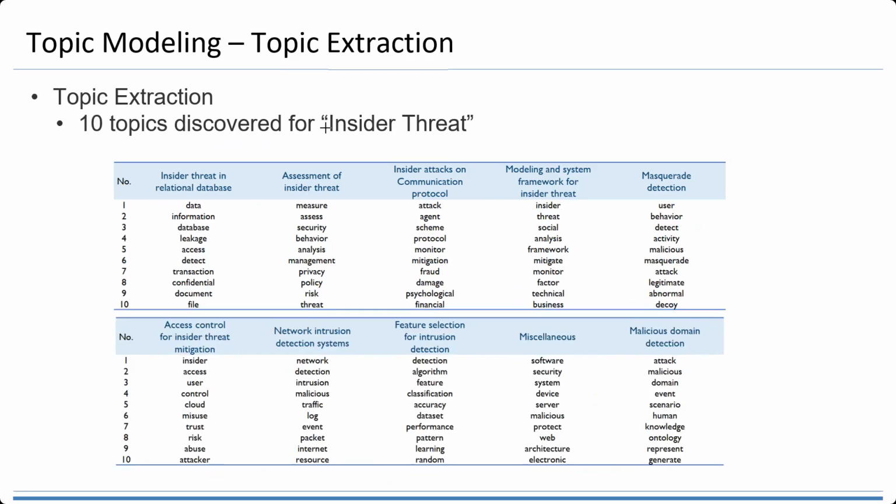This is another example about threat. This is a collection of documents about insider threat. And again, we can find a list of words that are related to this topic. You can see a list of words related to this topic, and so on.